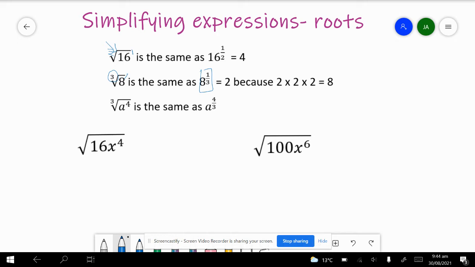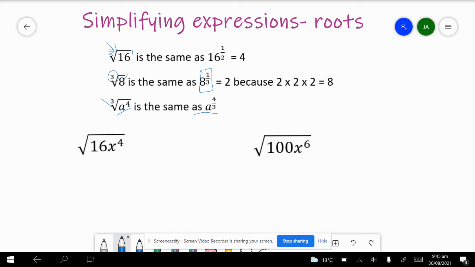Following that pattern, we can use it for algebra as well. So we've got a to the power of 4, and it's the cube root. So we can rewrite that as a to the power of 4 thirds. The 4 goes on the top line of the fraction, and the 3 goes on the bottom line. So all of these, when you're finding the roots or the cube roots or whatever, it becomes a fraction.